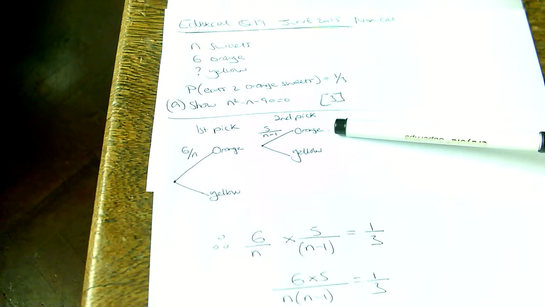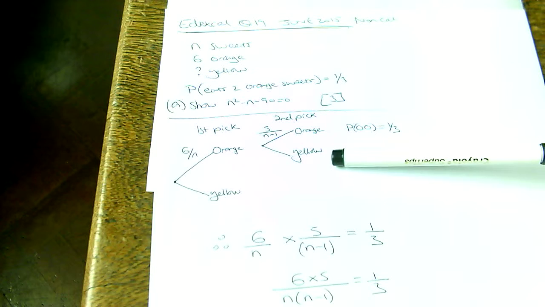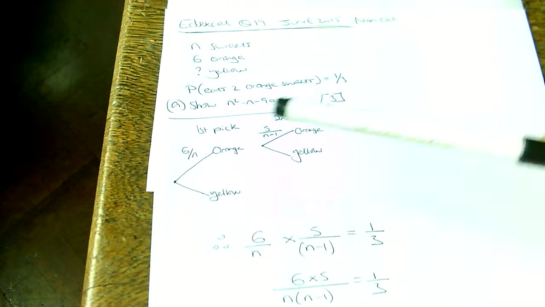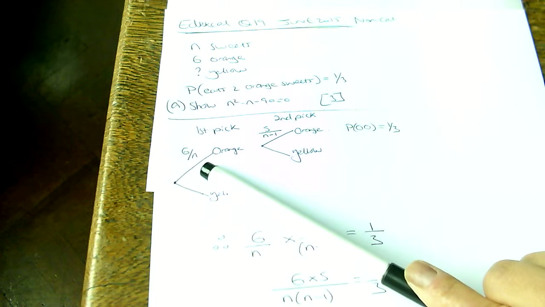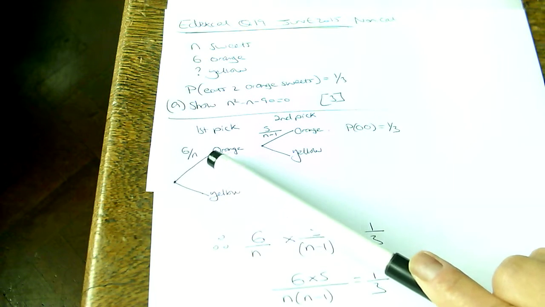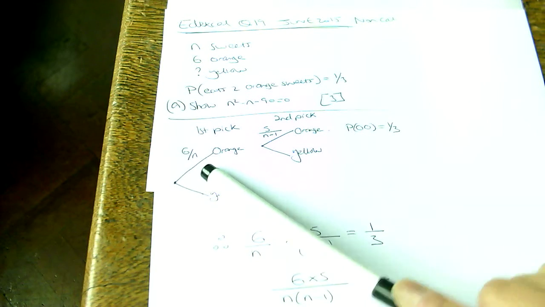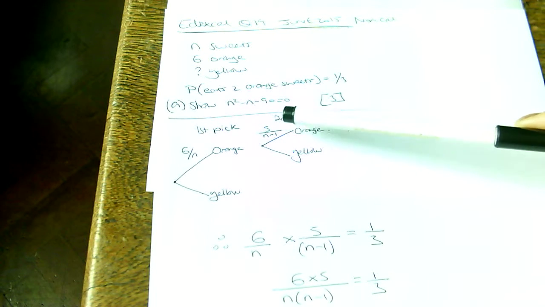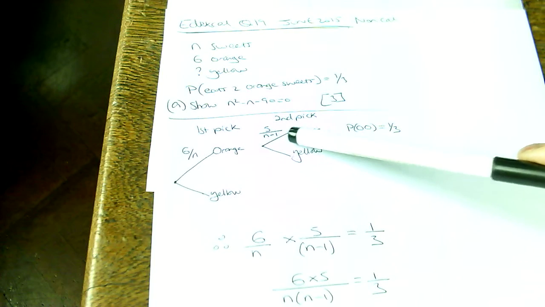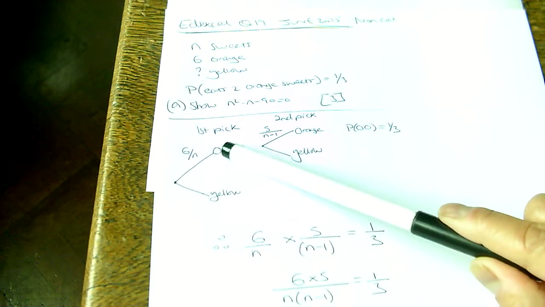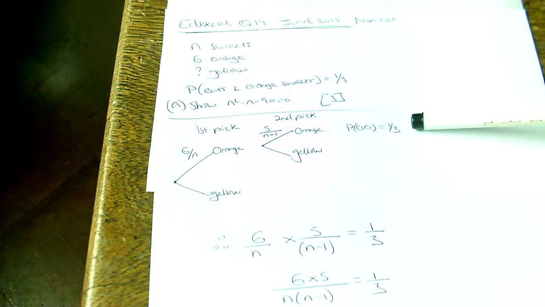Her second pick, again, she's got 2 choices, orange or yellow. If she's taken 1 orange one at the beginning, that leaves her 5 orange, and also leaves her 1 less in the bag of sweets as well. So it's 5 oranges left out of n minus 1. And when we're going across the tree diagram, we multiply. So I know the probability of 2 oranges in a row, so she eats 2 orange sweets, is a third.